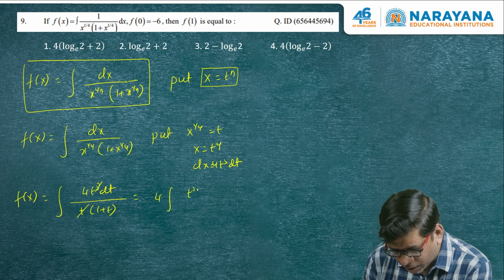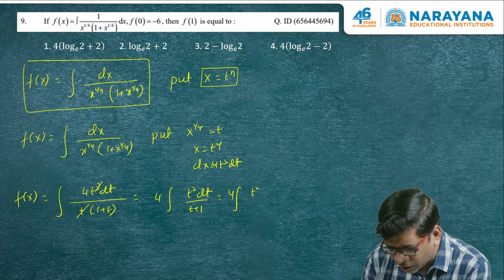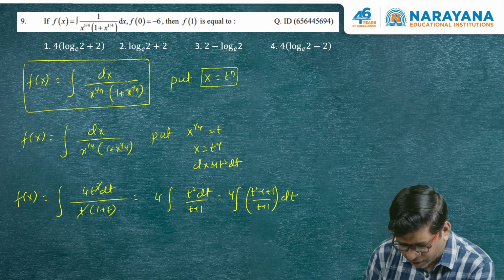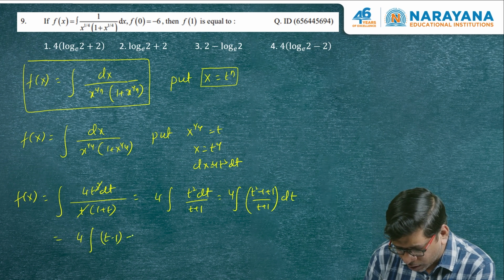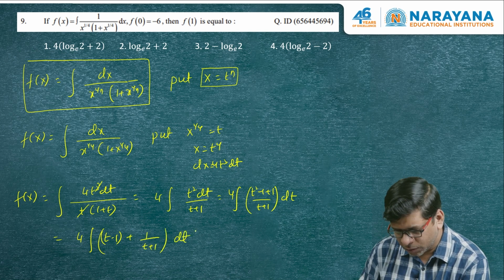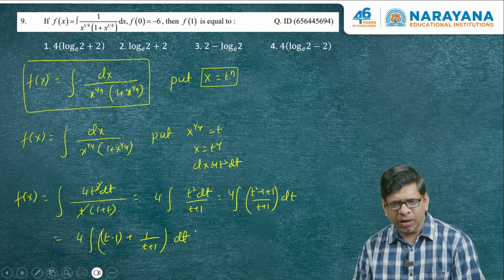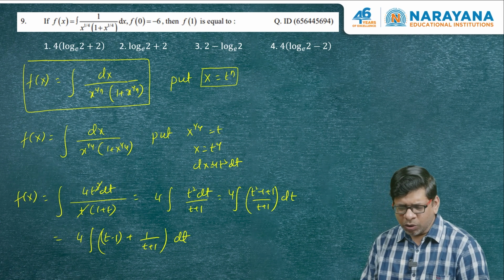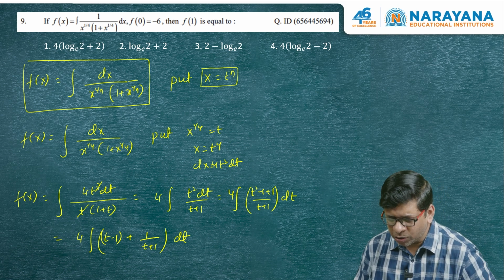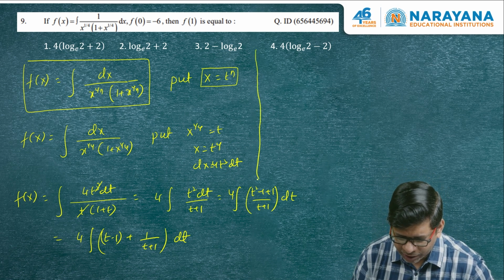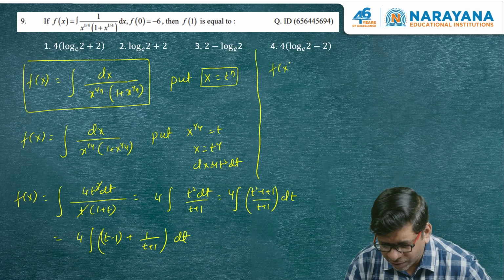4 times integral t square dt by t plus 1. So I can write this t square as t square minus 1 plus 1 by t plus 1, by the method of division using partial fractions. So 4 times integral of t minus 1 plus 1 by t plus 1 dt. It will get converted to standard integral form. A known question, a known model. This model is already given in the NCERT textbook. So again, a basic question is asked from indefinite integration. So let us calculate this. What is f of x?